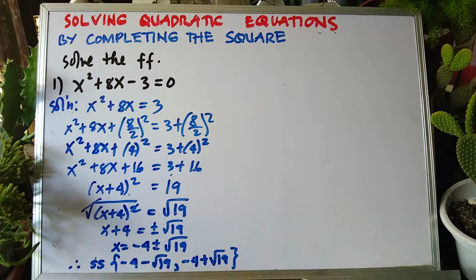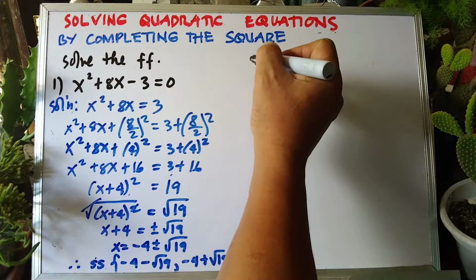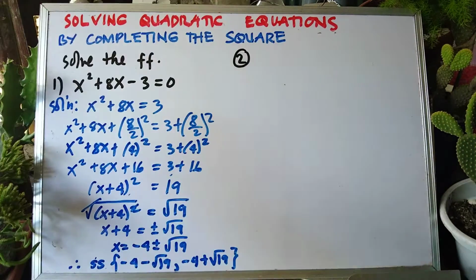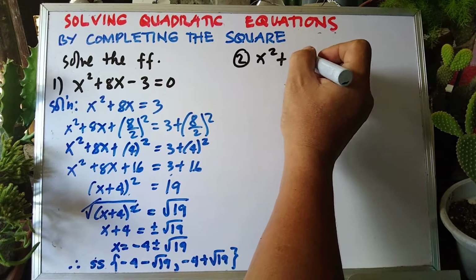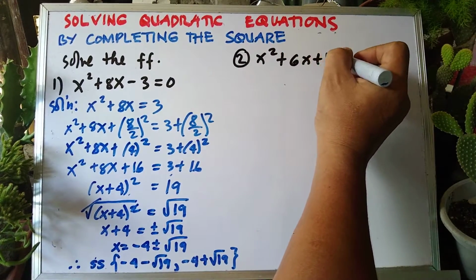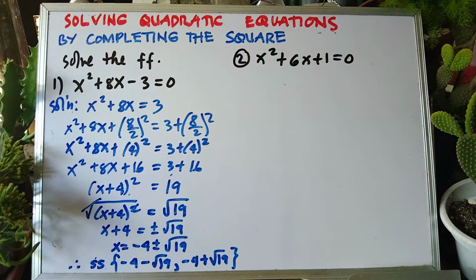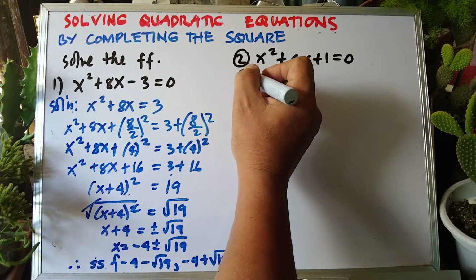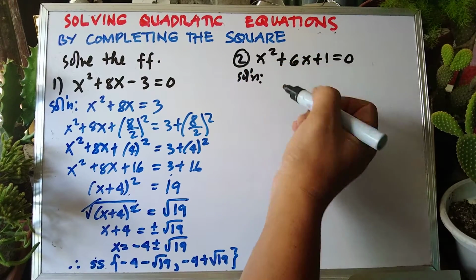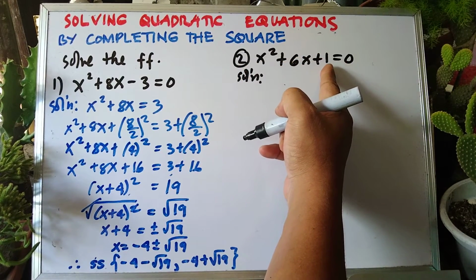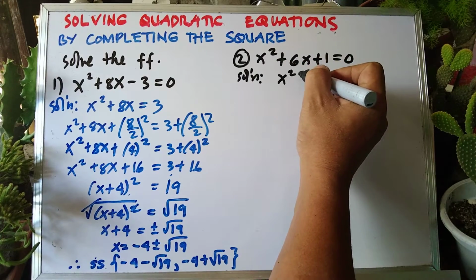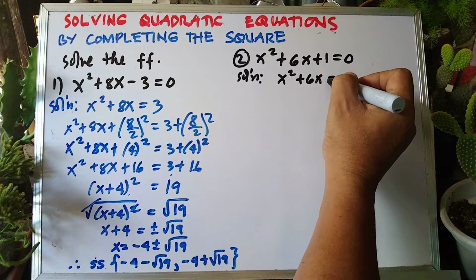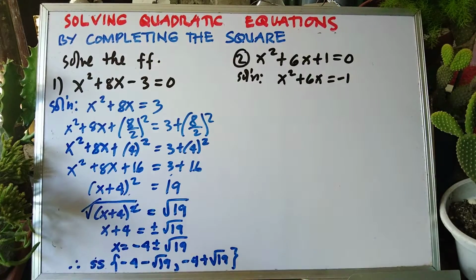Okay. I know this is not enough. Let's proceed to example number 2. I will give you another example. x squared plus 6x plus 1 is equal to 0. Okay? What is our first step? We need to transpose the constant positive 1 to the right side. So this becomes x squared plus 6x is equal to negative 1.